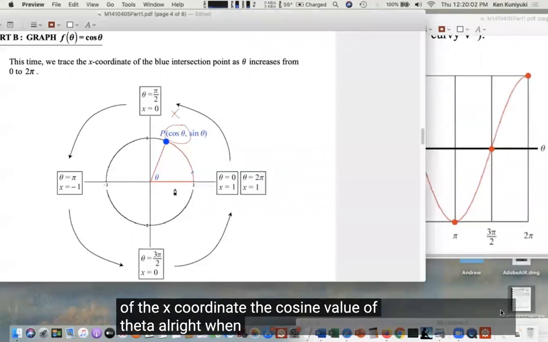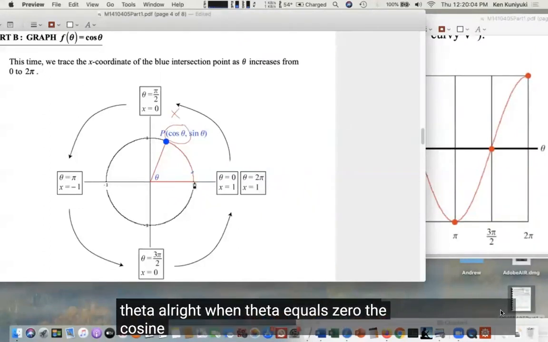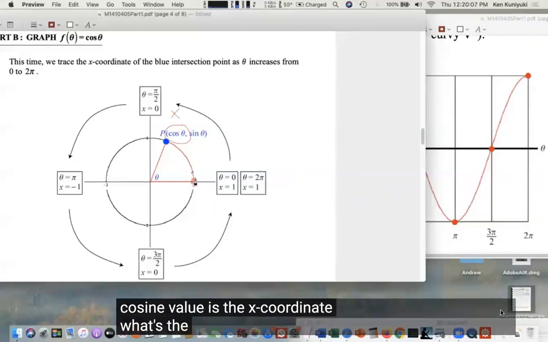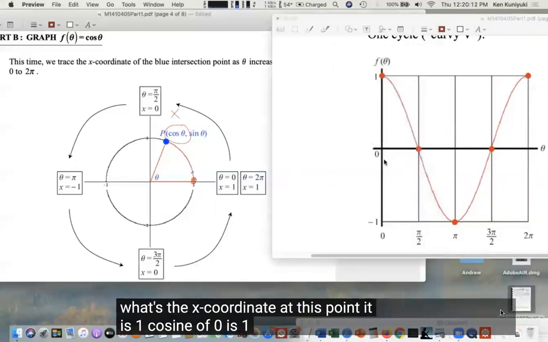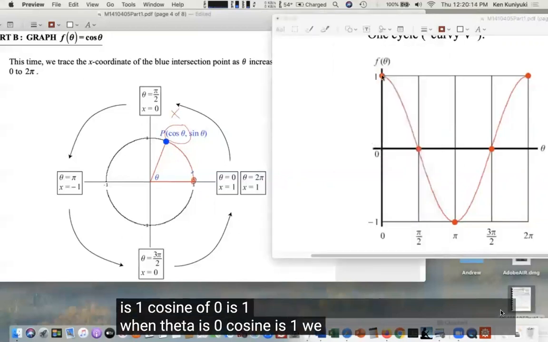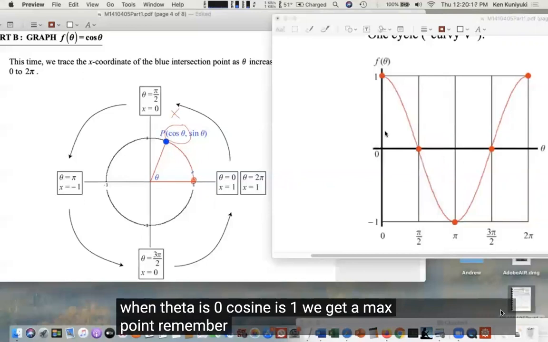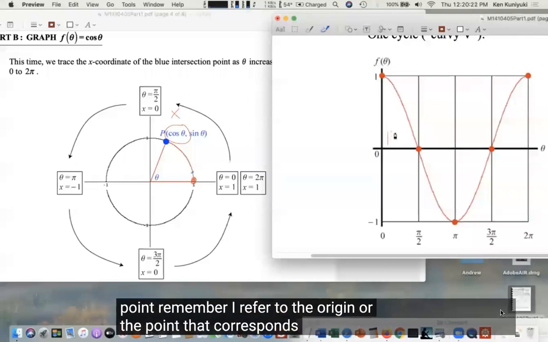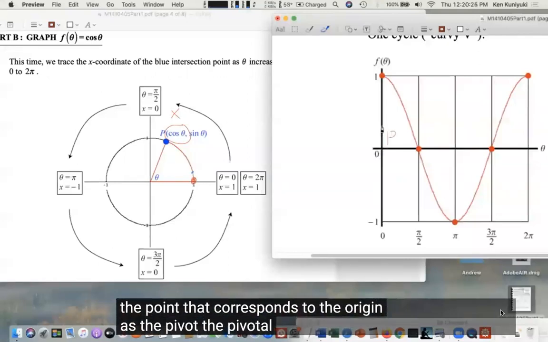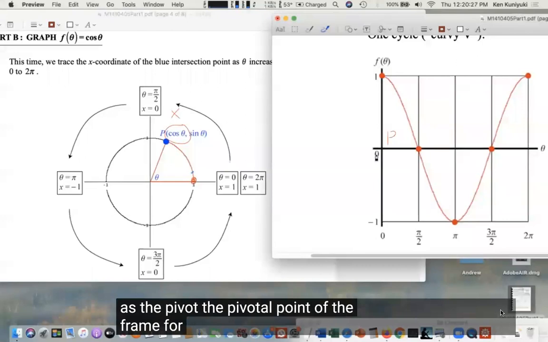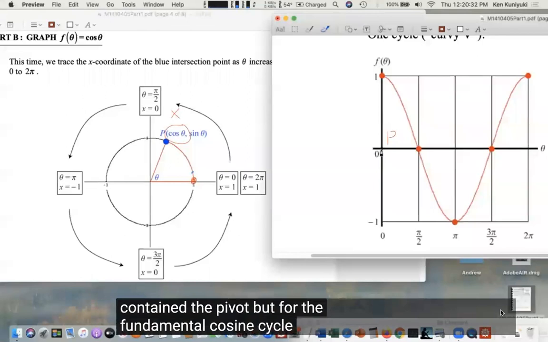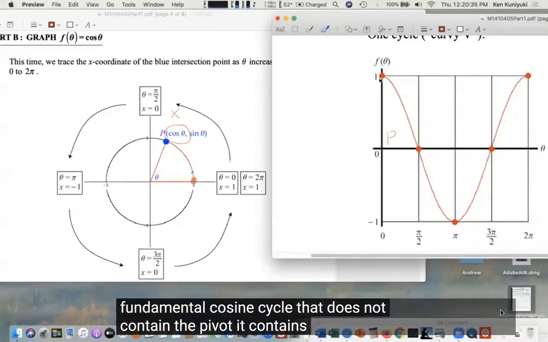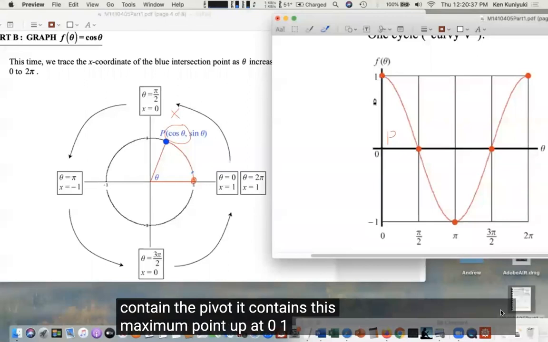All right, when theta equals 0, the cosine value is the x-coordinate. What's the x-coordinate of this point? It is 1. Cosine of 0 is 1. When theta is 0, cosine is 1. We get a max point. Remember, I refer to the origin, or the point that corresponds to the origin, as the pivot, the pivotal point of the frame. For the basic sine cycle, the graph contained the pivot. But the fundamental cosine cycle does not contain the pivot. It contains this maximum point up at 0, 1.